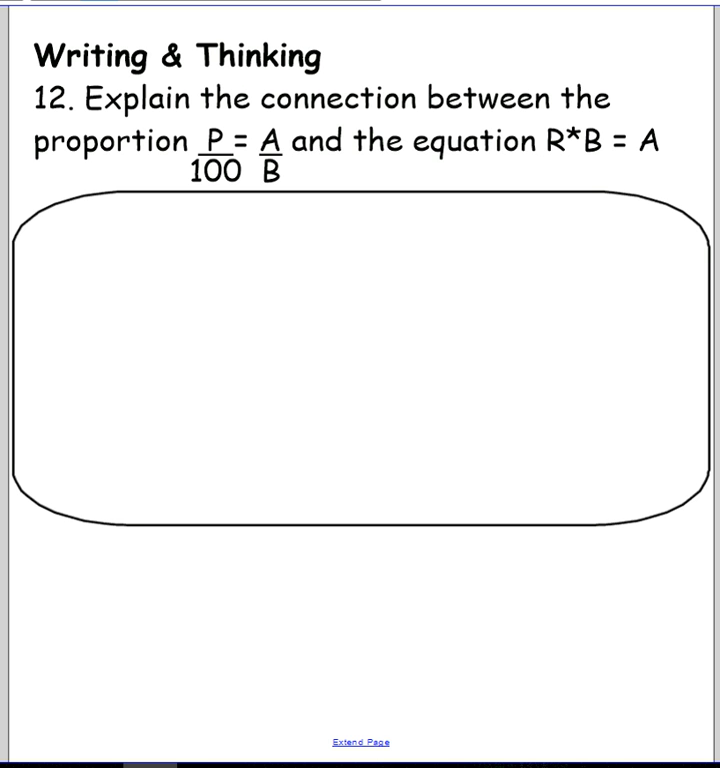Okay, so it's time for you to try and explain things. So first, explain the connection between the proportion P over 100 equals A over B and the equation R times B equals A. So pause the video and jot down some of your thoughts, and then let's compare.